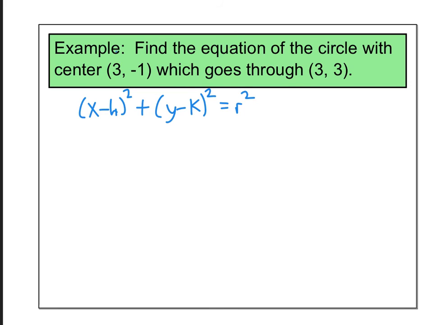They're giving us the center. There's our h and our k, so that's good. We know h, we know k, but we don't know the radius of the circle yet. This time we just know a point on the circle.